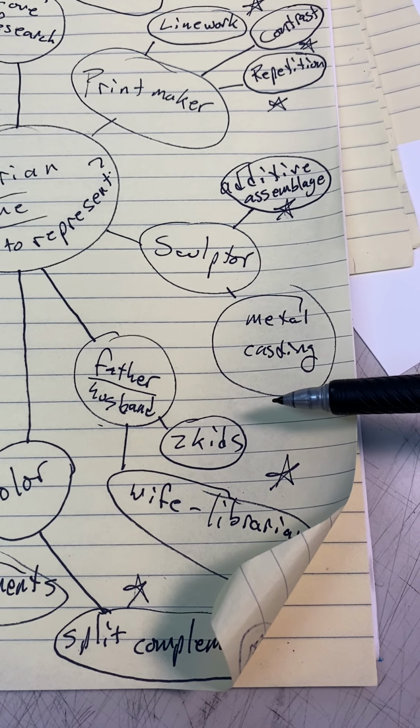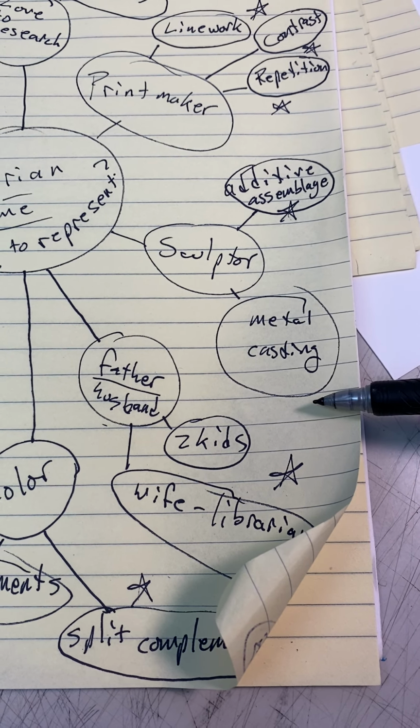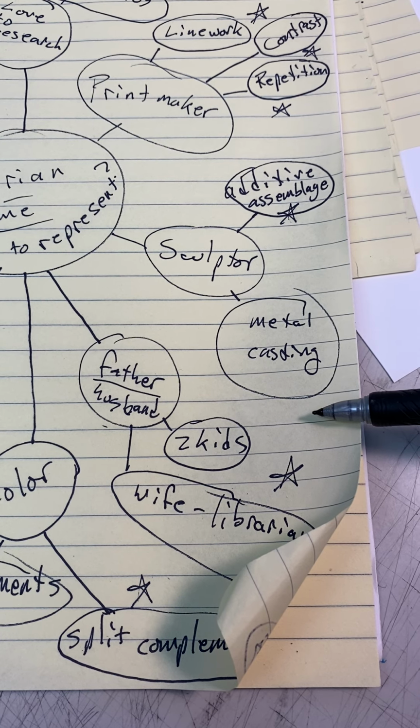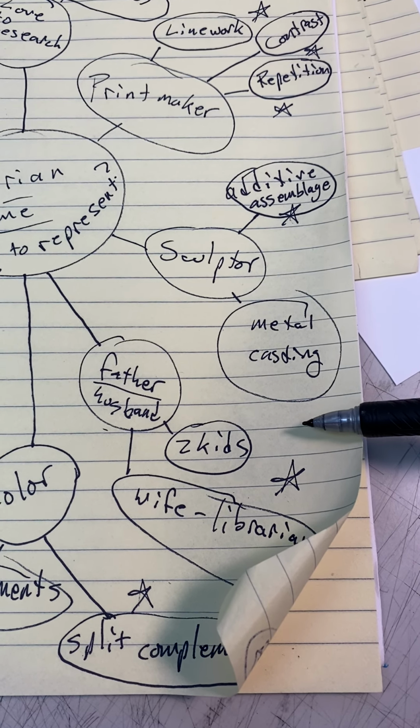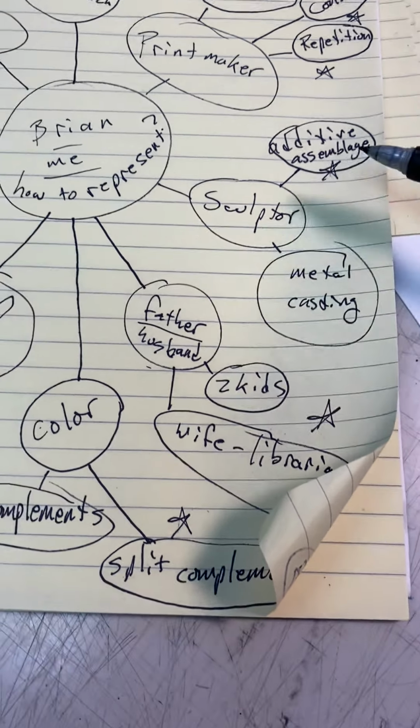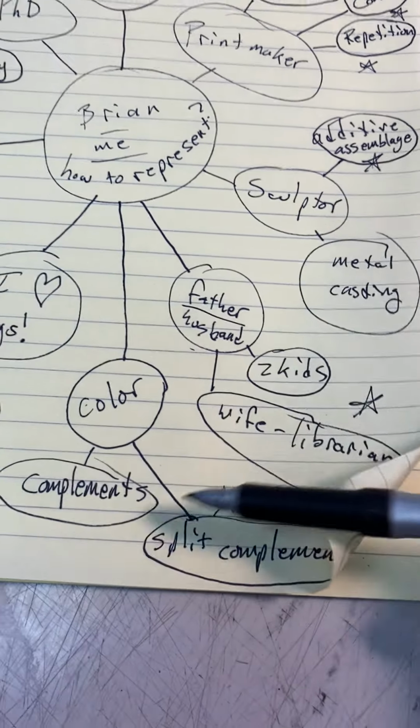One of my favorite things to do as a sculptor, though, is metal casting. I'll make a wax positive, and then I make molds of that, and then cast it in aluminum, bronze, iron. But I think it's going to be harder for me to represent that in the collage, so I'm just going to go with that additive assemblage aspect.